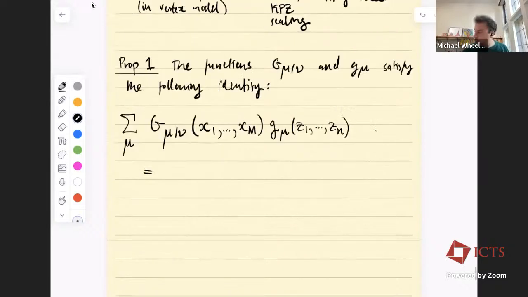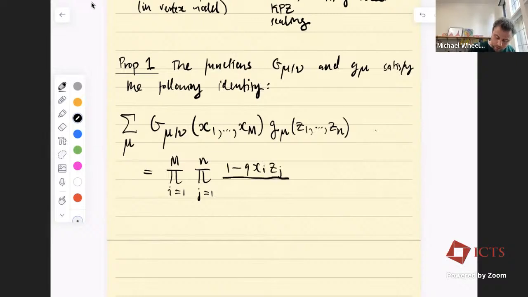And so the claim is that you can actually do this sum. It's an infinite sum, but it has a very clean answer. So first of all, I obtain a product, i equals 1 up to m, and j equals 1 up to little n, of 1 minus q xi zj divided by 1 minus xi zj, multiplied by the function g nu in z1 up to zn.